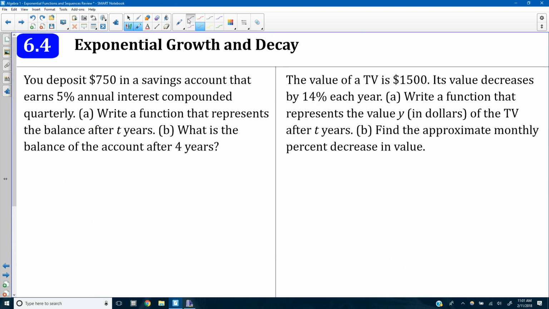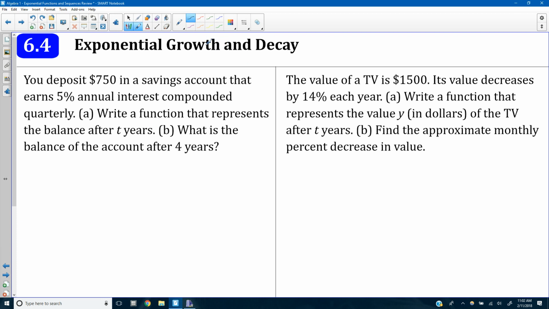Okay, last stuff for section 6.4. These are word problems. We're going to come up with a model, a function right here that represents something, and then we're going to come up with an answer for something else. You deposit $750 in a savings account that earns 5% annual interest compounded quarterly. Write a function that represents the balance after t years. What is the balance of the account after 4 years?